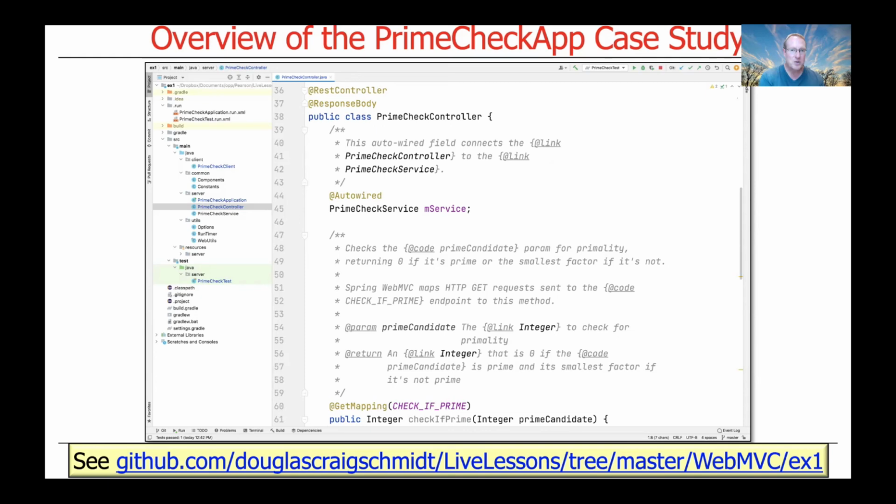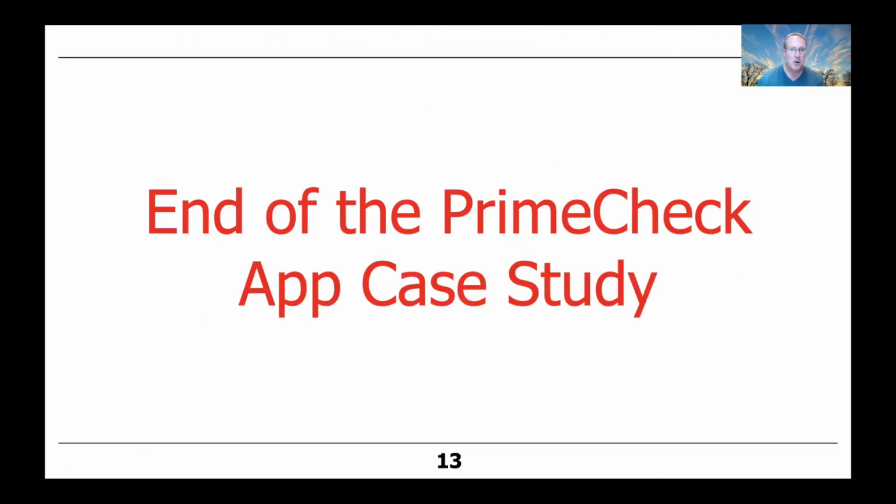Now what we're going to do next is walk through different parts of the source code, which you can access at the link at the bottom of the slide. What you probably want to do is go to the live lessons root of this and clone the whole repository. And then once you've cloned it, you can go down and look at the WebMVC EX1 folder, which is where the code is we're about to look at. So that just wraps up the overview part. And now we're going to dive into the source code in more detail.